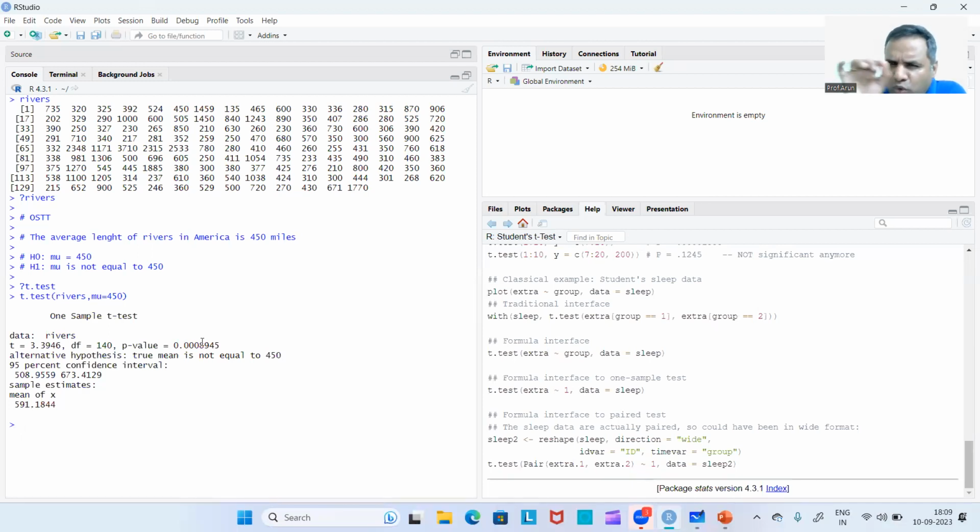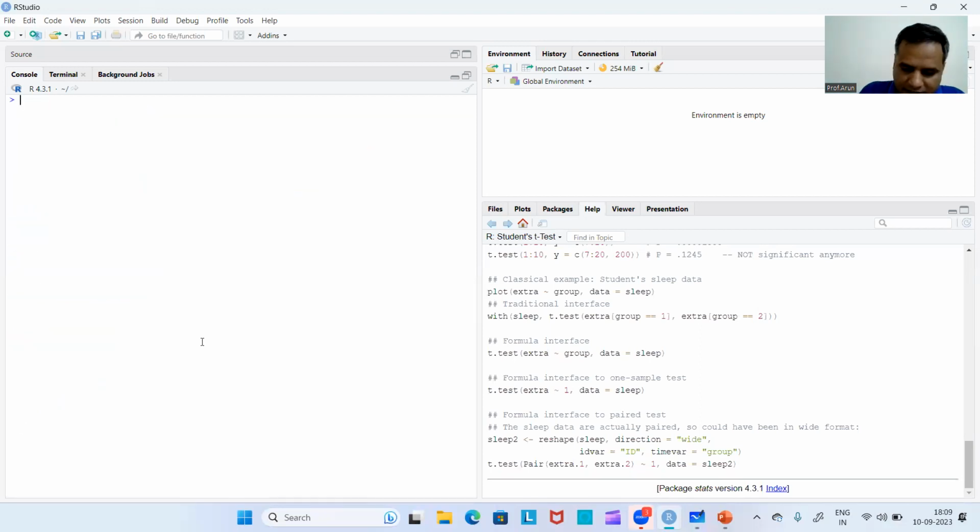Simple. I pressed two or three buttons, wrote one line, and the answer came. Let me erase it and go back. This is my null hypothesis. Using the up arrow key, this is my alternative hypothesis. And this was the command that I typed: t.test. First, you need to provide the data. Data is rivers data. What is rivers? Rivers is a vector which has 141 observations. And mu equal to 450.